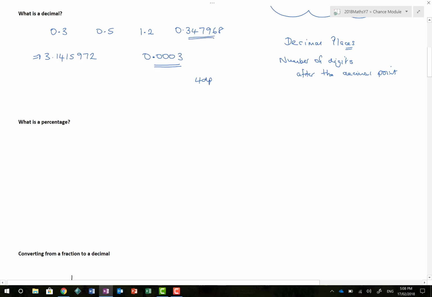Wow, this one here has got 5 decimal places. Notice what I'm doing. I'm writing DP, which is actually short for decimal places. This here has 1, 2, 3, 4, 5, 6, 7 decimal places. And these have all got 1 decimal place because they've got 1 number after the decimal. And again, in some maths questions, the numbers after the decimal are really important.